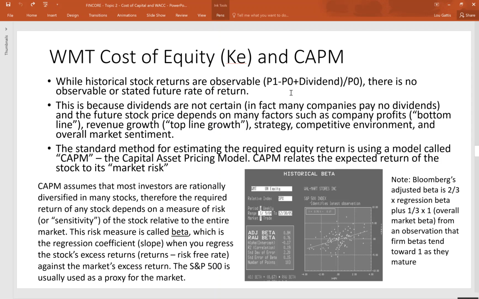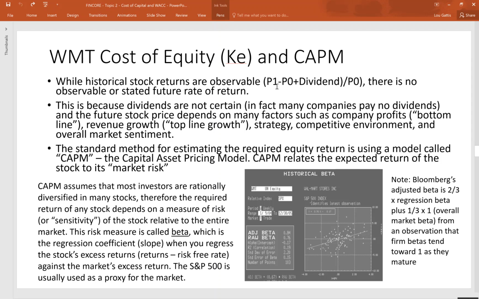That's because dividends are not certain. In fact, many companies pay no dividends, and the future stock price depends on a lot of factors. It could be the bottom line growth, the top line growth, a strategy of the company that's just been announced, a change in the competitive environment, or just the overall market sentiment that is going to change that P1. So it's largely unpredictable.